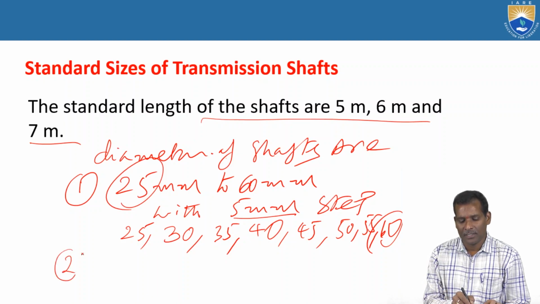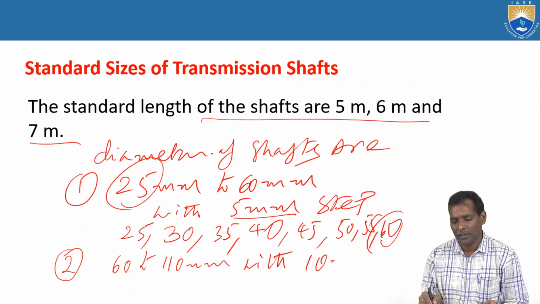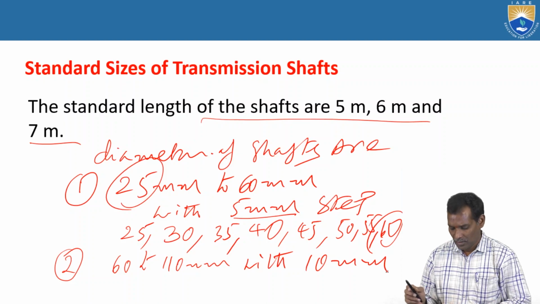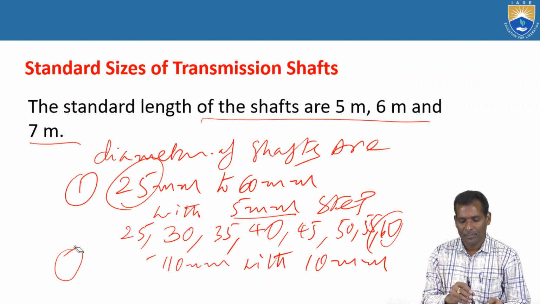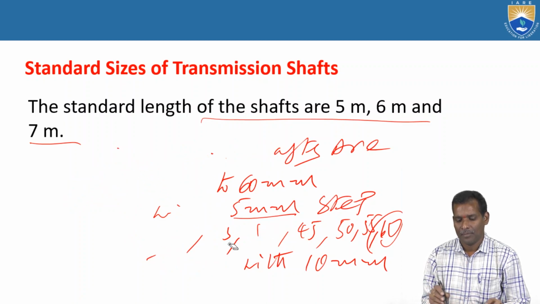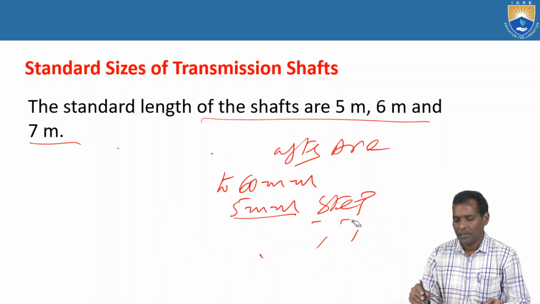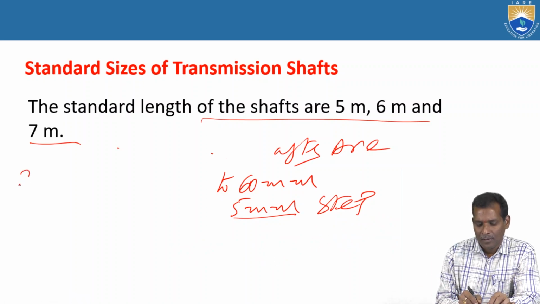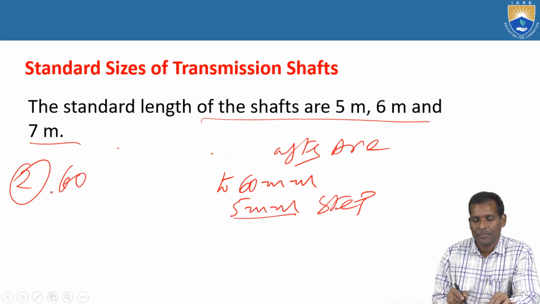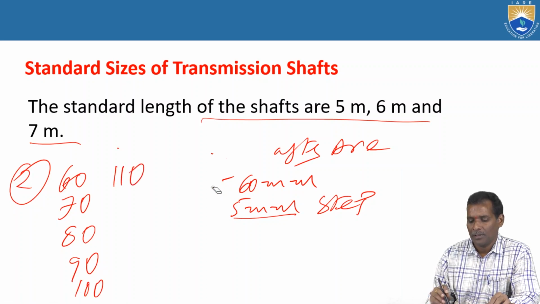Similarly, the second size range is 60 to 110 with 10 step. With the 10 step, I will write 60 first size, second size 70, 80, 90, 100 and 110 with 10 step.